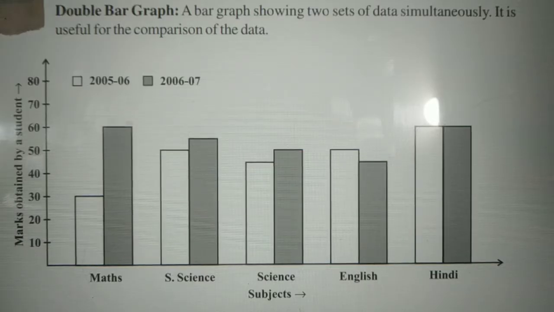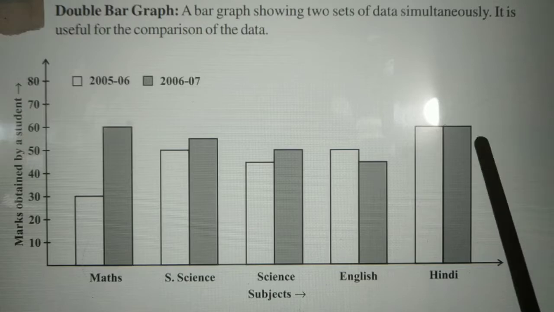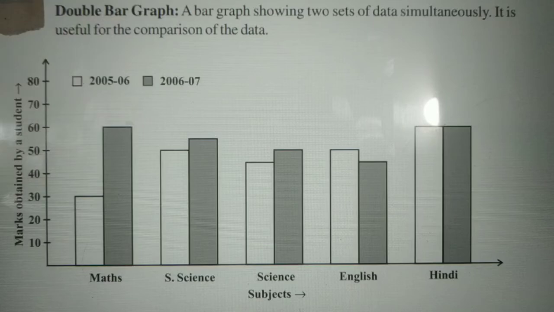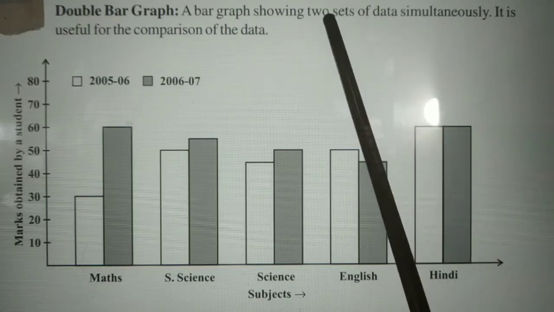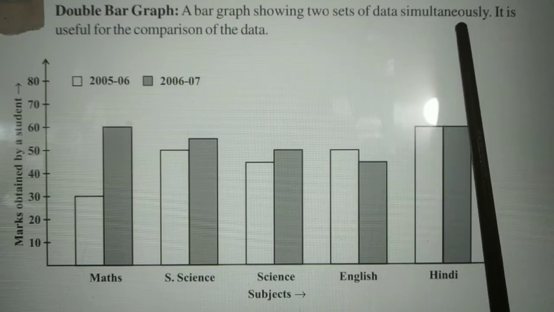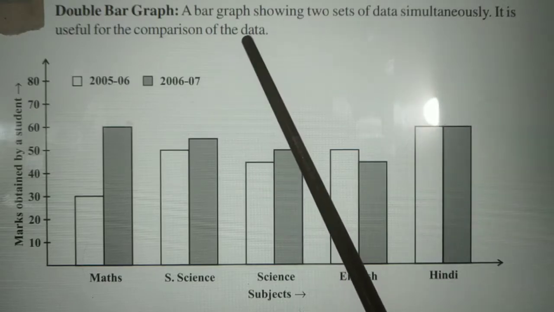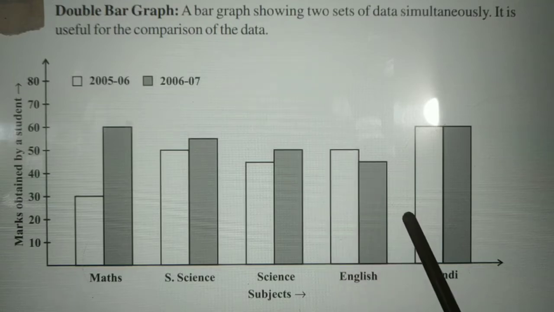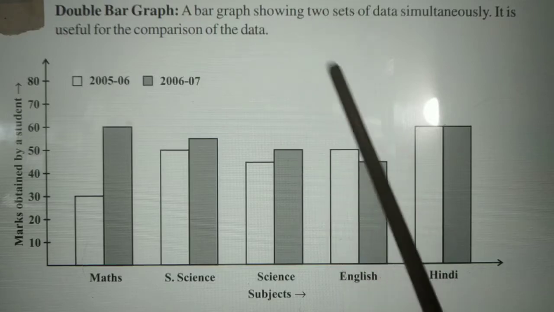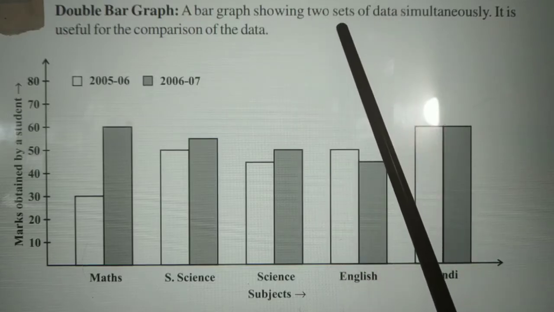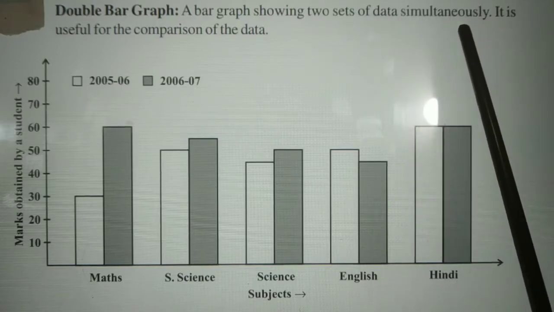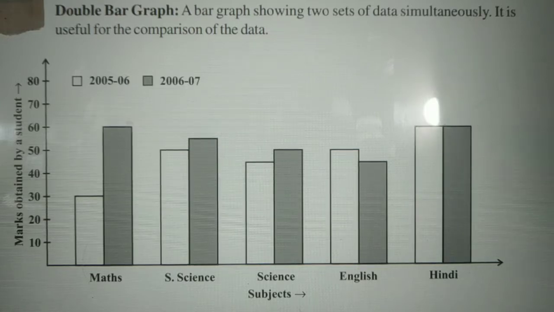Now students, let us understand the next bar graph, that is the double bar graph. What is the definition of the double bar graph? A bar graph showing two sets of data simultaneously. It is used for the comparison of data. That is, we can use the bar graph to show two sets of data together.